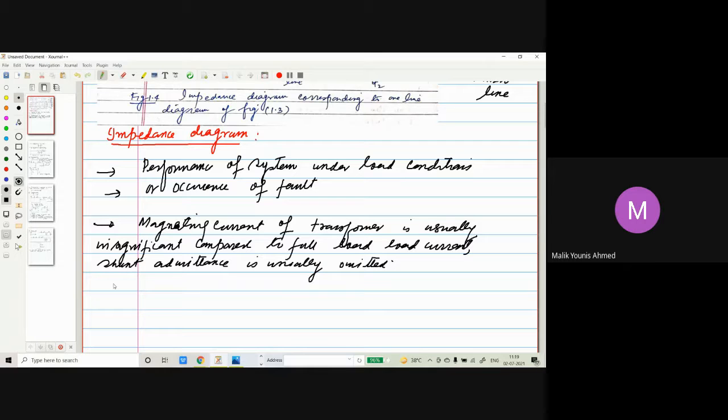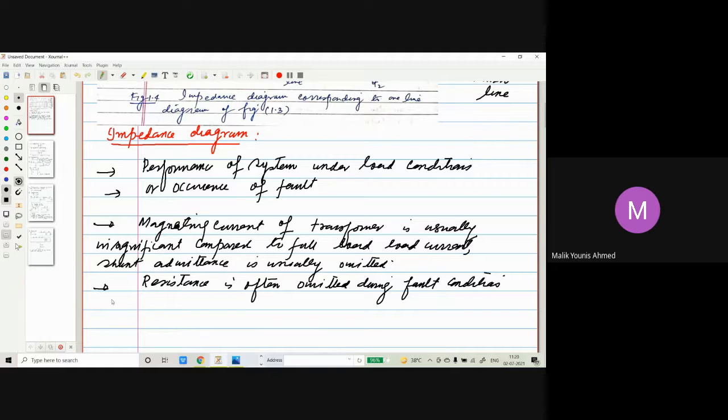Second point you should know. Second point is that resistance is often omitted. We don't use the value of resistance, it is often omitted. When is it omitted? Resistance is often omitted when making the fault conditions. During fault conditions. Okay, so resistance is often omitted under fault conditions.